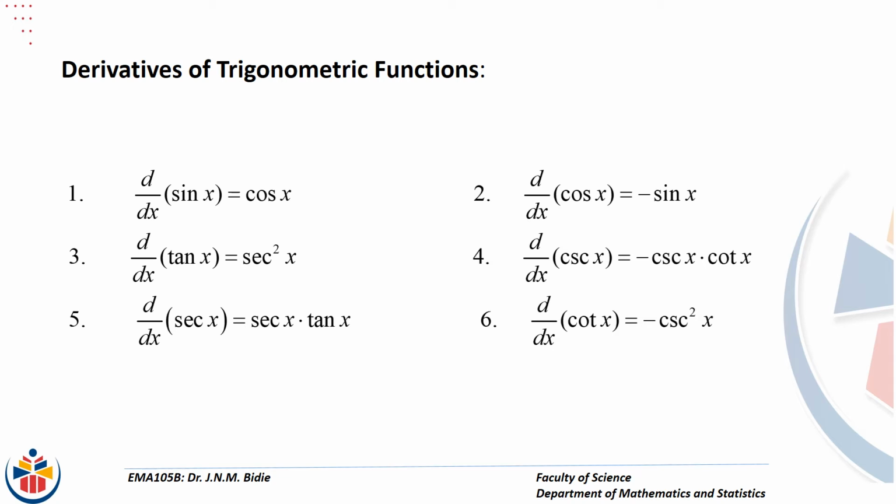Straight to derivatives of trig functions. Note, sin x produces cos x, but cos x produces negative sin x when we're differentiating. tan x gives you sec squared x, cosec x gives you negative cosec x cot x, and then sec x gives you sec x tan x, and cot x gives you negative cosec squared x.